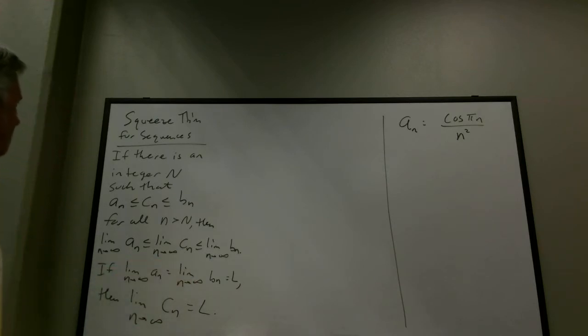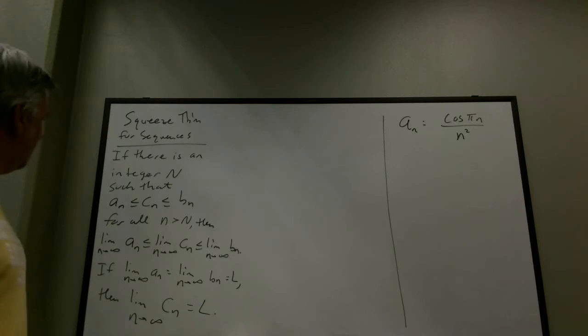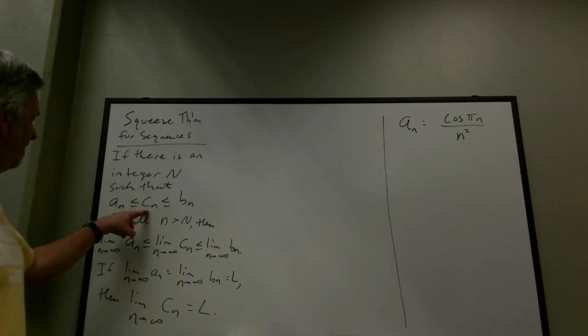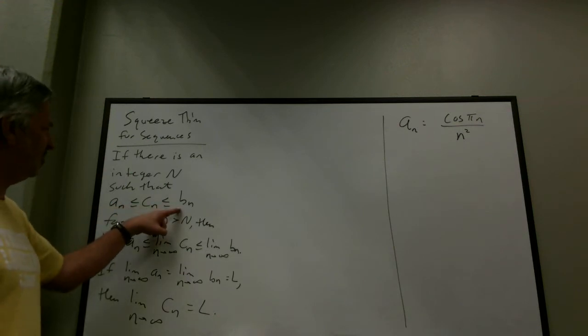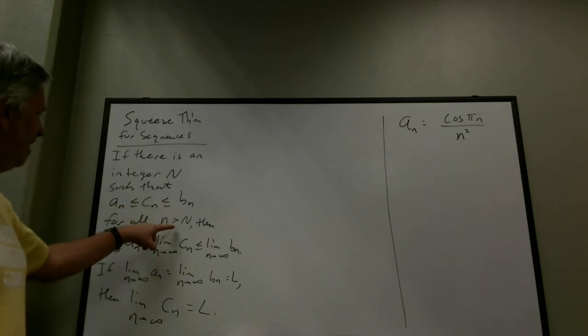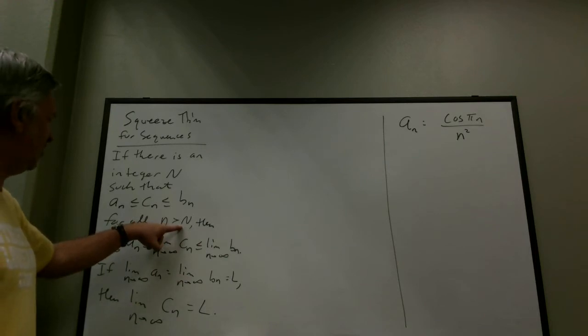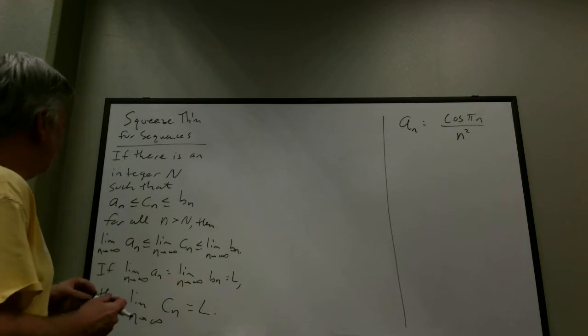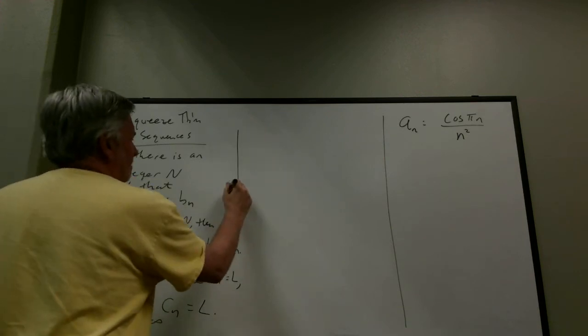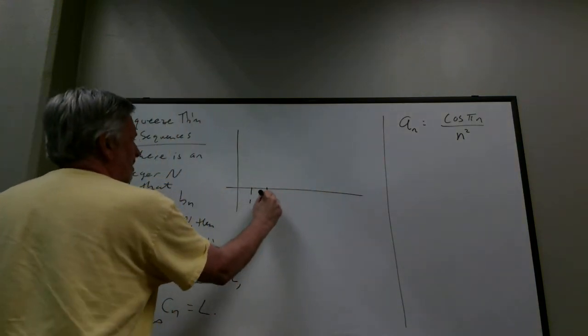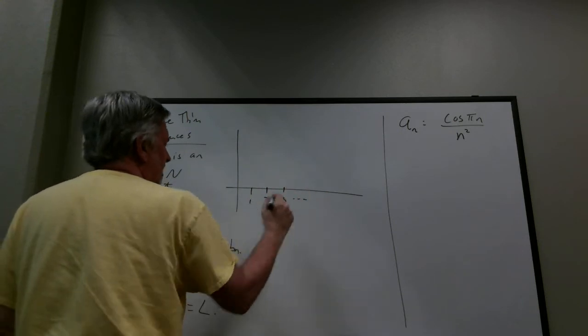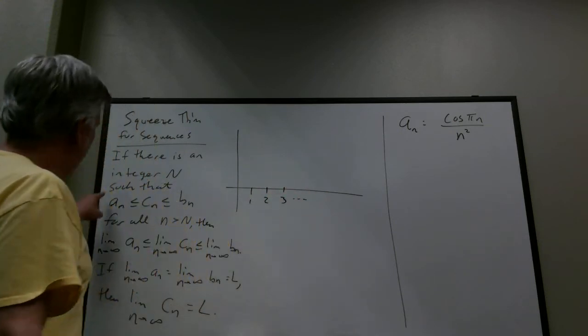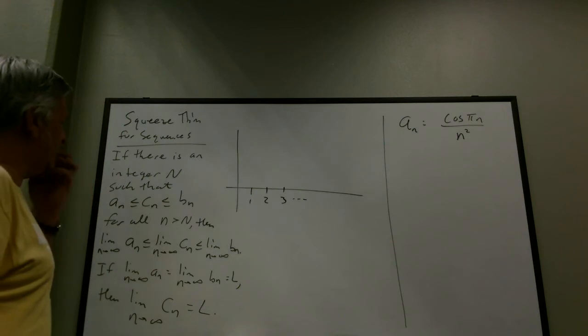And so the theorem says, assume there's an integer capital N such that the sequence a(n) values are less than or equal to the sequence c(n) values, less than or equal to the sequence b(n) values, for all n bigger than that big capital N. Let's stop there for a second and see what this is even saying. Little n is 1, 2, 3, etc. And we have these three sequences here, a(n), c(n), and b(n).